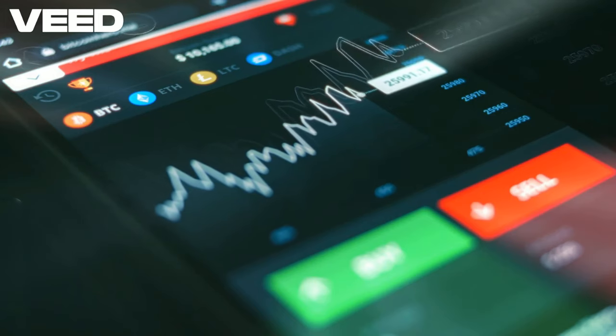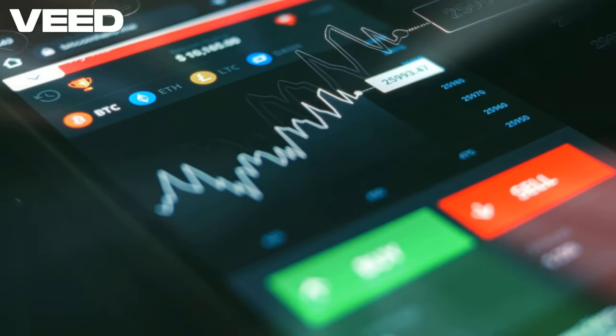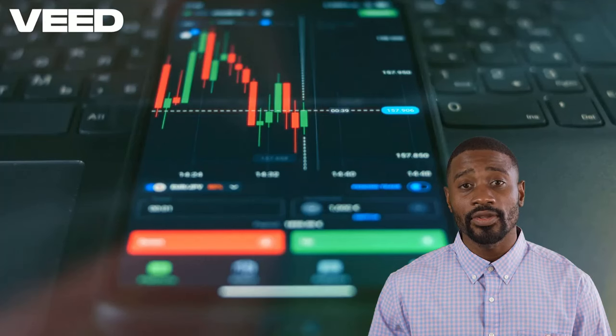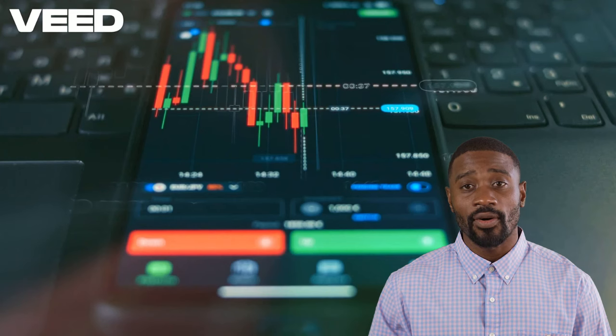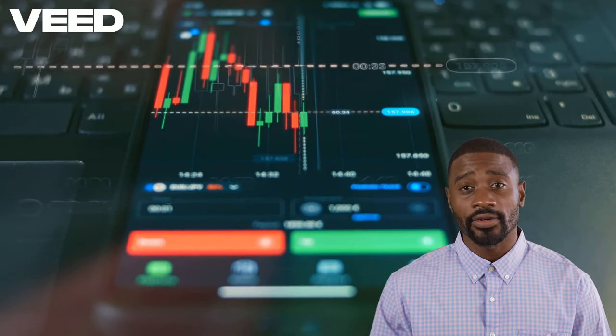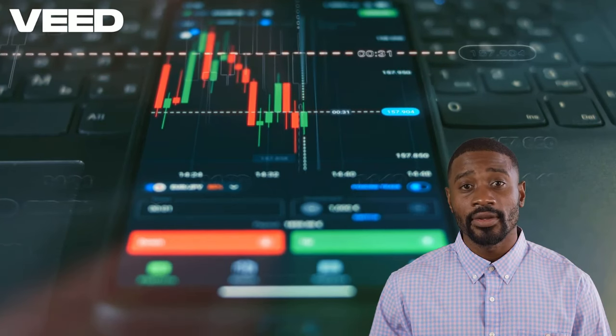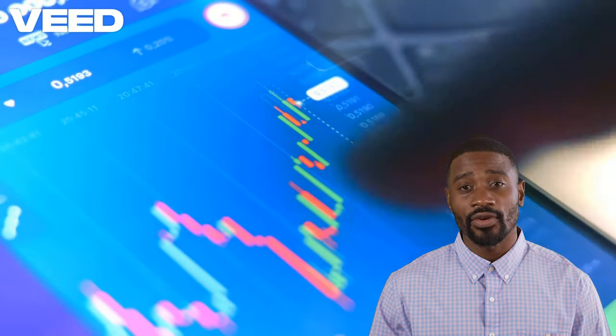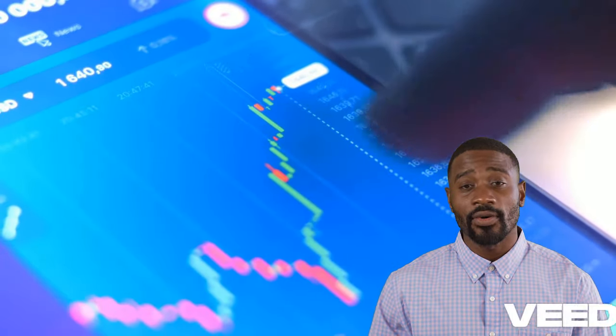Here are a few best practices to keep in mind. Don't rely on one indicator. Combine multiple indicators to get a more reliable signal. Always use a stop loss. Protect yourself from large losses by using a stop loss order. Backtest your strategy. Before diving into live trading, backtest your strategy on historical data to see if it holds up.